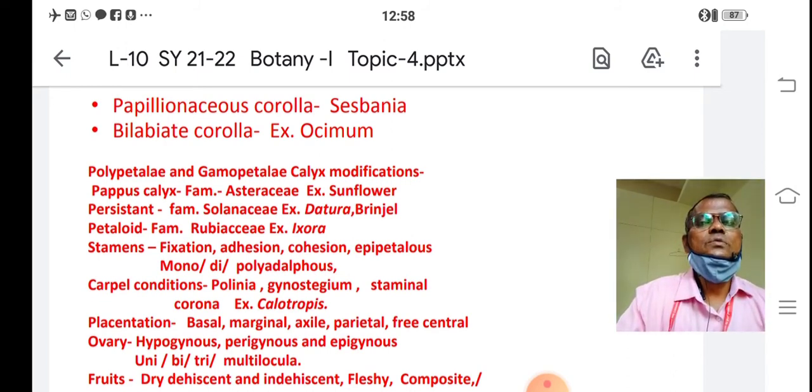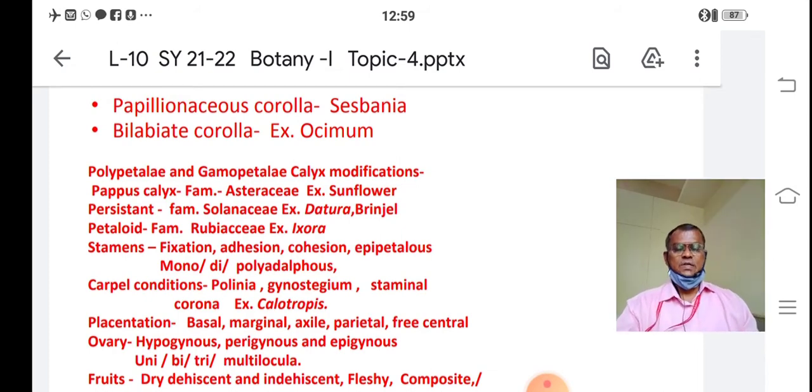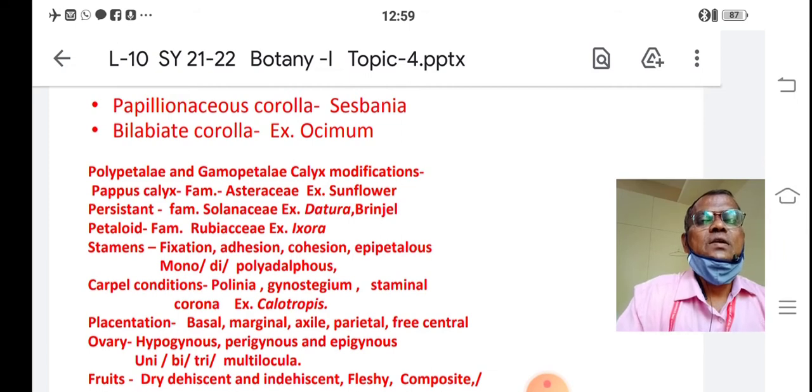Stamens, it is based on fixation, adhesion, cohesion, then epipetalous stamen, then monoadelphous, diadelphous and the polyadelphous. These terms already we are knowing, but how these are generally showing character. Then carpel condition, carpel मध्ये पॉलिनिया इज द स्पेसिफिक कंडिशन, गायनोस्टेजियम आणि स्टॅमिनल कोरोना. रुई कॅलाट्रॉपिस इज द गुड एक्झाम्पल. रुईचं प्लांट माहिती असेल तुम्हाला, तर त्यामध्ये हा गायनोस्टेजियम असतो. तर पुढे आपण फॅमिलीमध्ये किंवा इतर कॅरेक्टरच्या वेळेला बघूच आपण, किंवा त्याचे फोटोग्राफ्स आहेत.